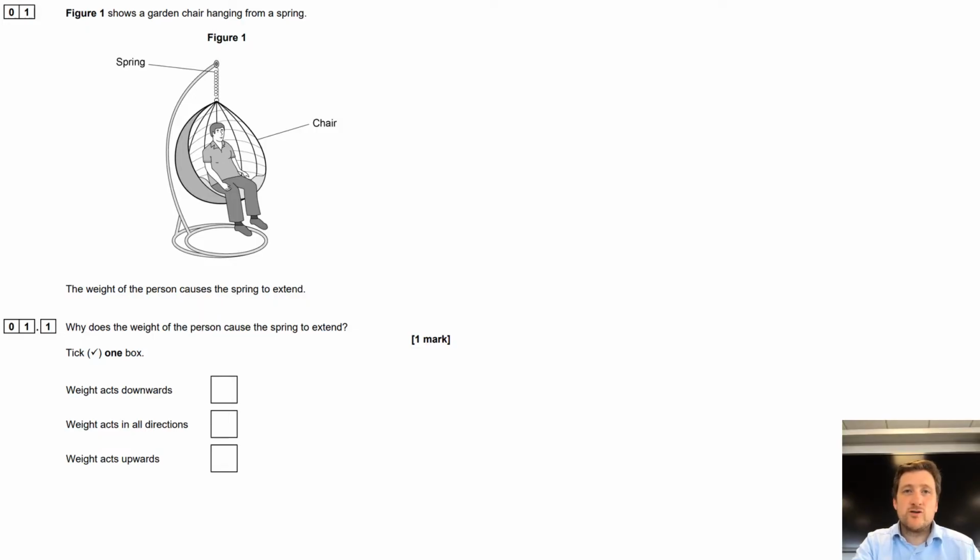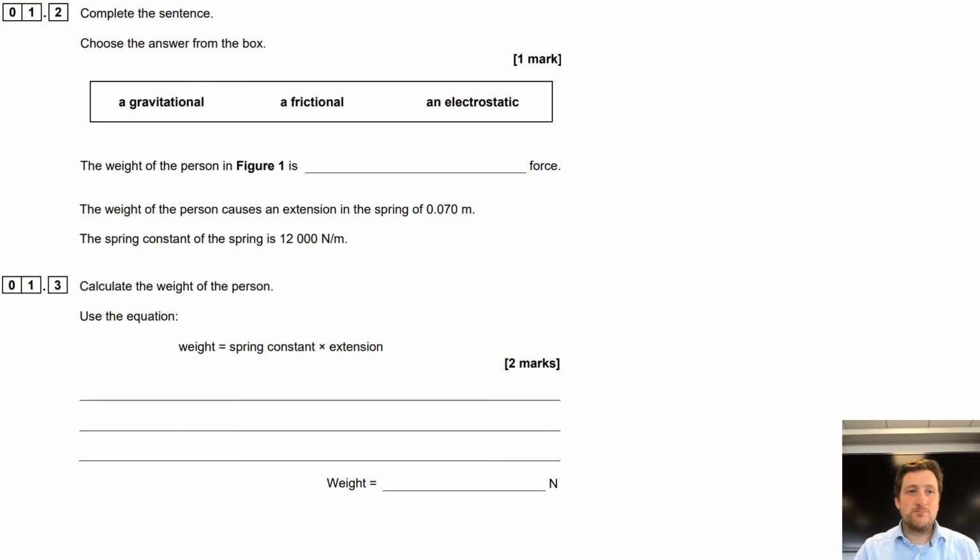The weight of the person causes the spring to extend. Why does the weight cause the spring to extend? So we're asking about weight here. What is weight? In which direction does weight act? Does weight act in all directions, upwards or downwards? Well, weight is to do with gravity, or gravitational force, so it's downwards. Complete the sentence: the weight of the person is a, well, I've already answered it, a gravitational force.